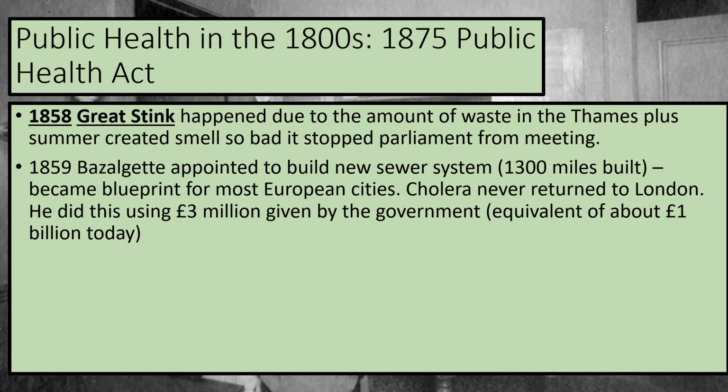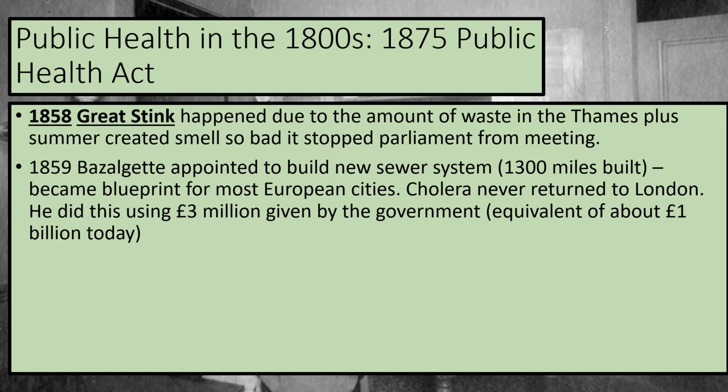So because it's now affecting them, the government decides to do something about it, and they hire a man called Basil Gett to build a new sewer system, and they build 1,300 miles of it. Now, this is really important because as a result of this sewage system, cholera never returns to London. But also, this becomes the blueprint for most European cities, and those sewers are still around today.